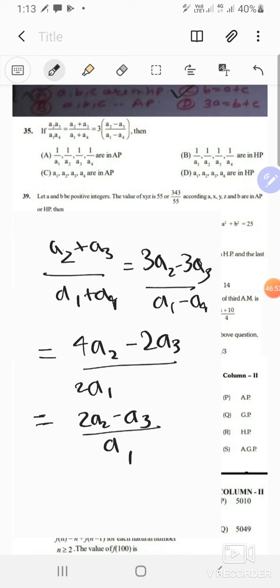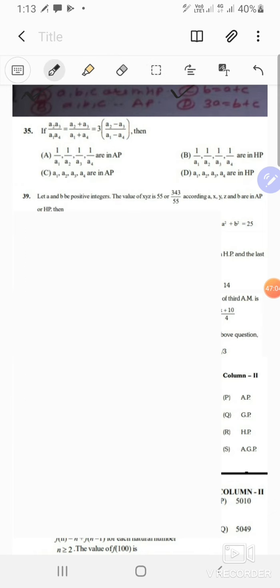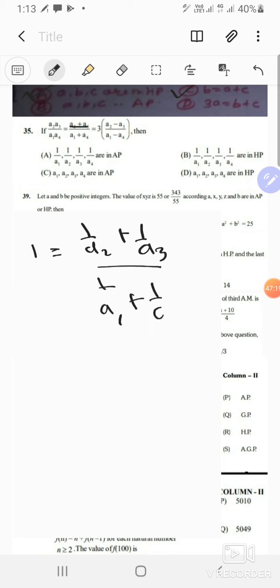Okay, what about I try dividing it? Yeah, let's try dividing it though. Okay, let's see what we get if we divide it. So let's think. So 1 will be equal to a2 plus a3, like this thing, upon this thing, that will be 1 upon a2 plus 1 upon a3, and then similarly over here you will get 1 upon a1 plus 1 upon a4. Therefore 1 upon a1 plus 1 upon a4, that is equal to 1 upon a2 plus 1 upon a3.